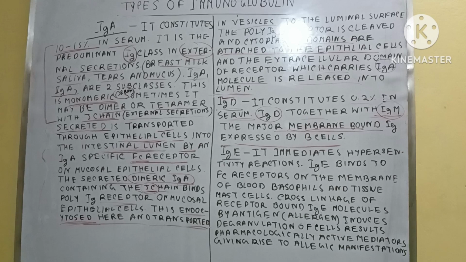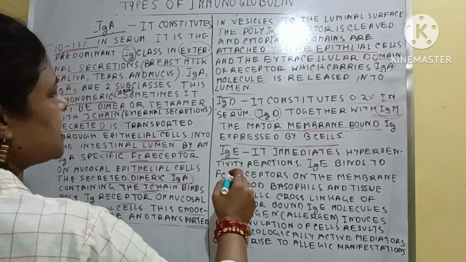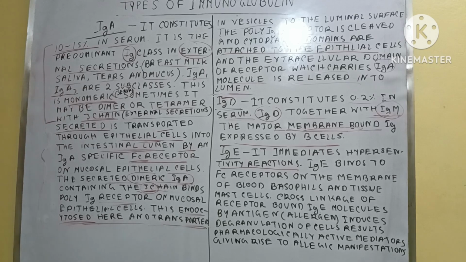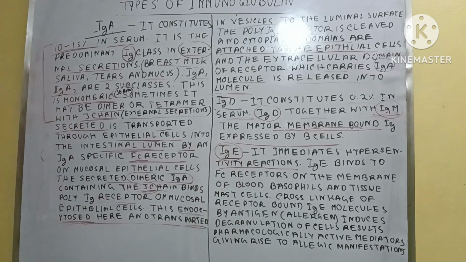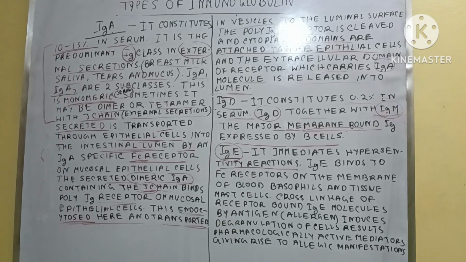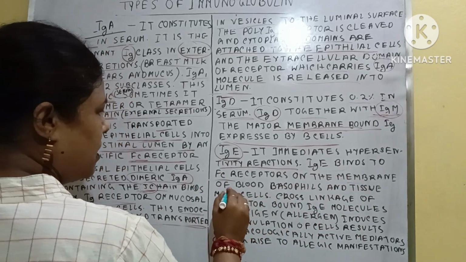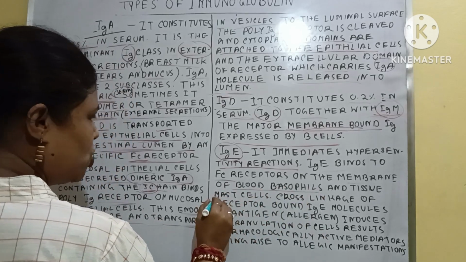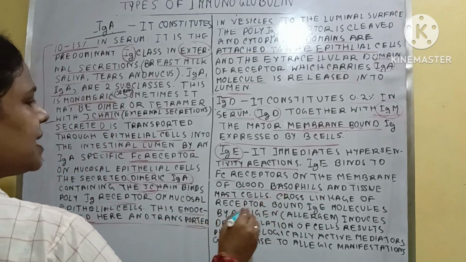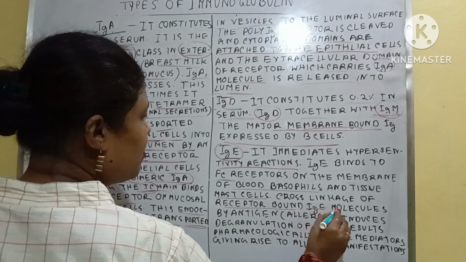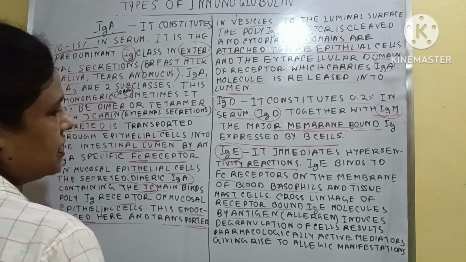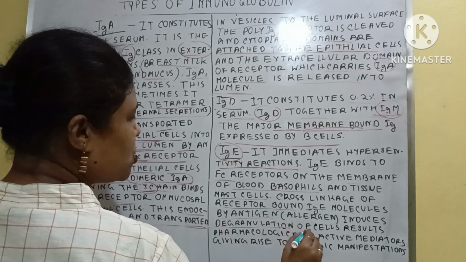Next, IgE molecule. It mediates the immediate hypersensitivity reactions. Its function is only to produce the hypersensitivity reaction just after the antigen enters the body. IgE generally binds to the Fc receptor on the membrane of blood basophils and tissue mast cells, and cross linkage of the receptor bound IgE molecules by antigen induces the degranulation of the cells.